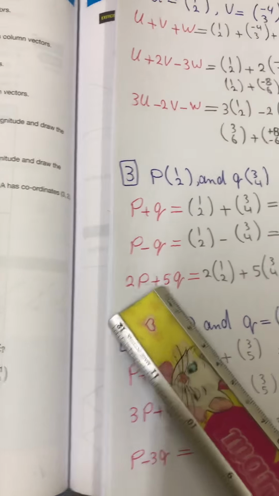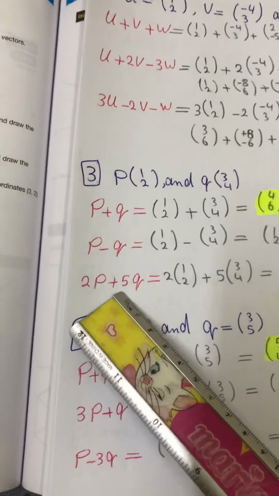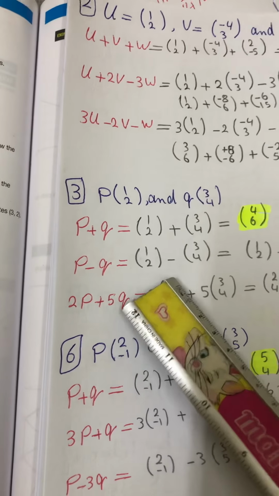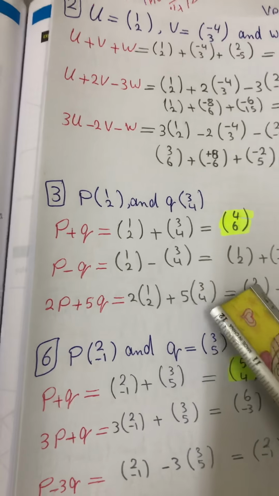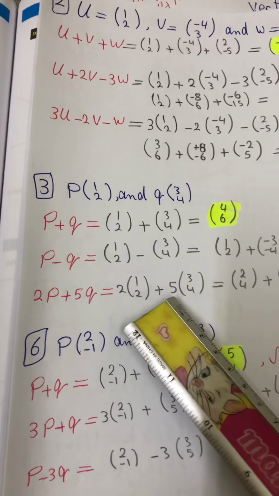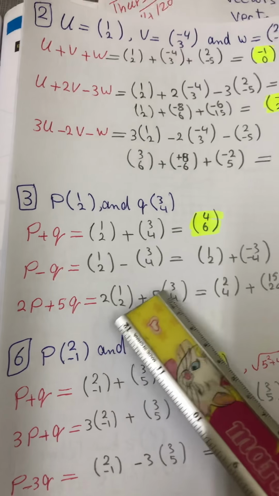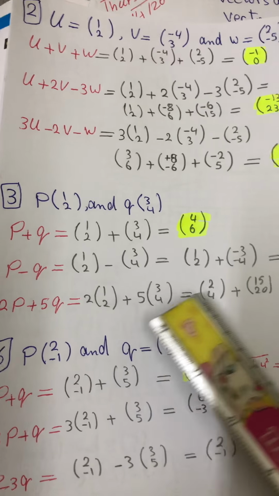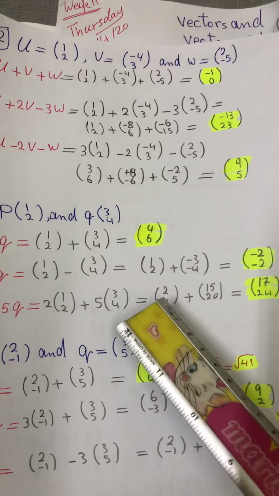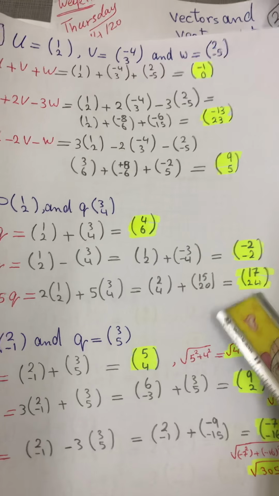Now we have 2P plus 5Q. Decent sign plus 2 multiply P. So 2 multiply 1, 2 multiply 2. 2 multiply 1 equal 2. 2 multiply 2 equal 4. Plus 5Q. So 5 multiplied by Q. 5 multiply 3, 15. 5 multiply 4, 20. And then add 2 plus 15, 17. 4 plus 20, 24. This is the answer.